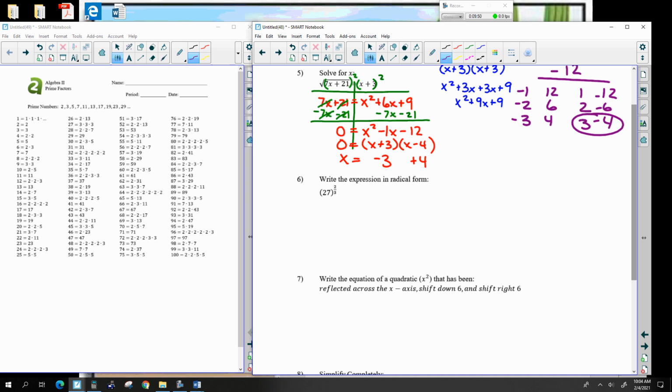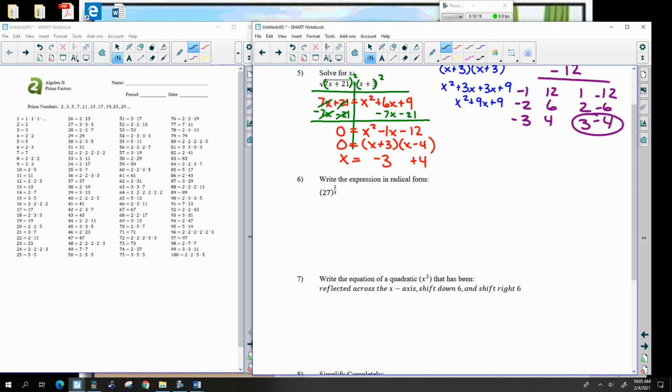Okay, number 6, write this in radical form. Again, what a denominator is, is the type of root that it is. So if it has a denominator of 3, it's a cube root. The numerator is just the power that is still on the thing. It's still to a power of 2.